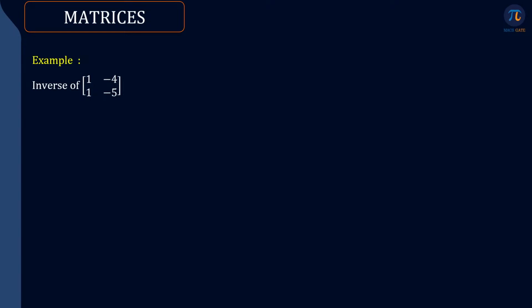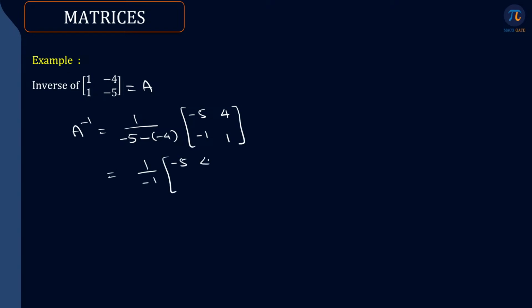Now let us take one more example. What is the inverse of this matrix? Let us call it A. Then what is A inverse? 1 by 1 into minus 5, that is minus 5, minus 1 into minus 4, that is minus 4. Main diagonal you swap and off diagonal sign is changed. So it is minus 5 plus 4, it is minus 1, minus 5, 4, minus 1 and 1. So when you multiply, you get 5 minus 4 plus 1 minus 1. So this is how we find the inverse of a square matrix.